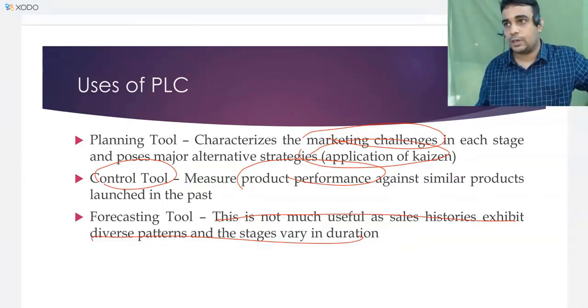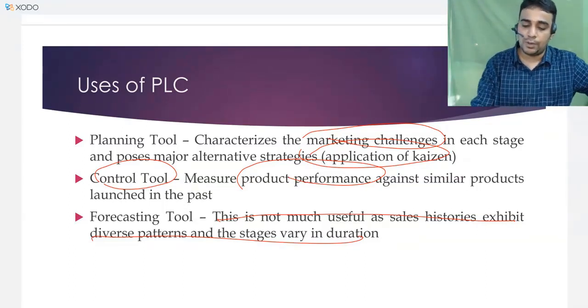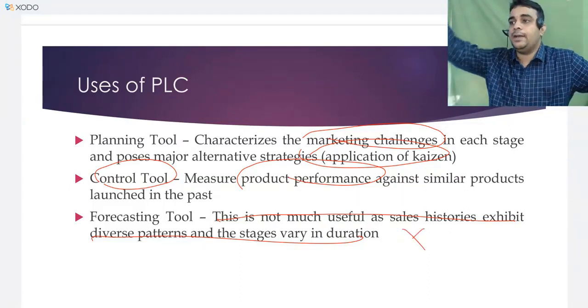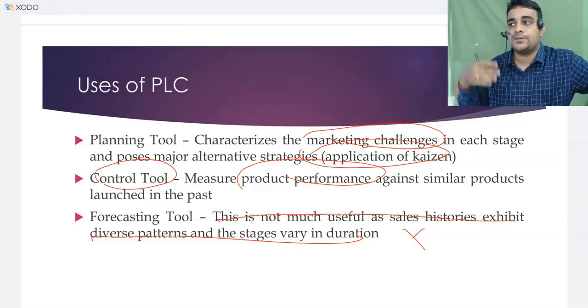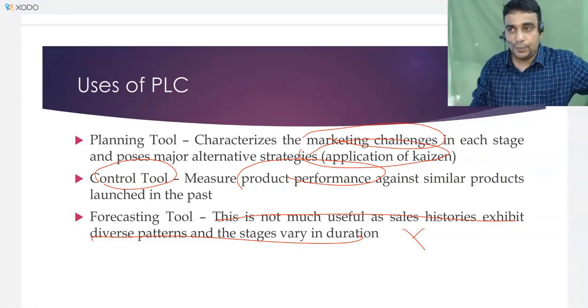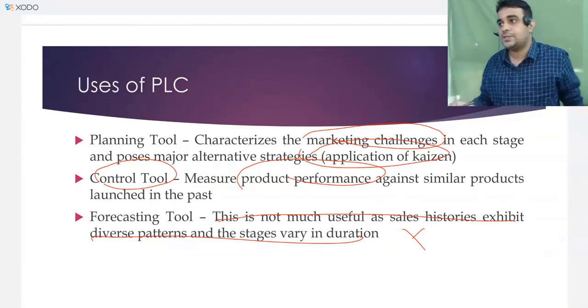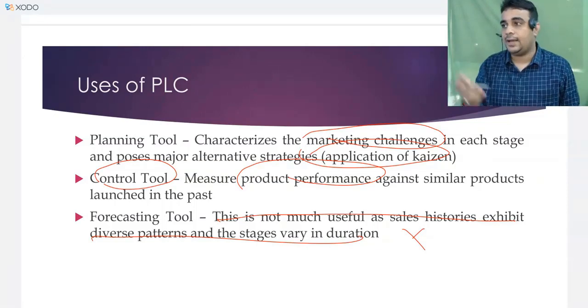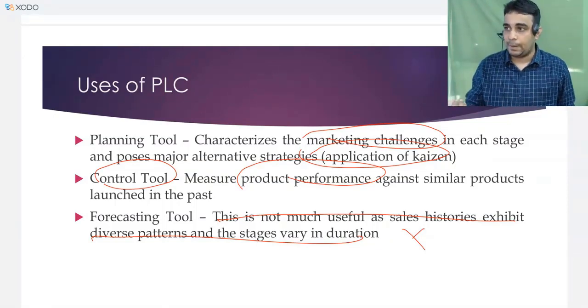According to me, all the three are useful, but I think the solution talks about forecasting tool to be not that useful, because sales may have diverse sales patterns, and because of that prediction may not be possible. If prediction is not possible, then life cycle costing itself becomes a question mark, because life cycle costing needs you to predict the cost and sales over the entire life cycle, and based on that only you can prepare your strategies.